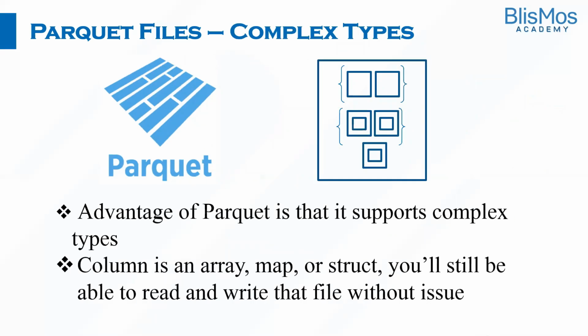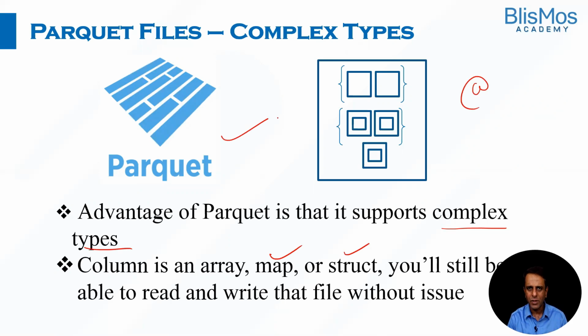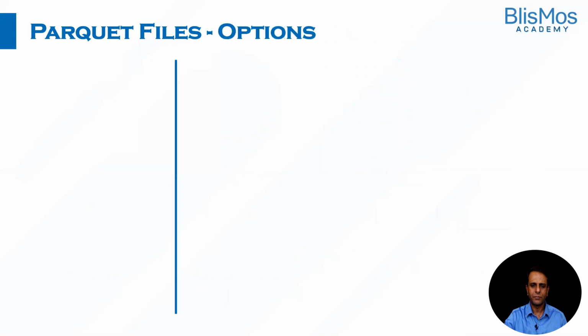One more advantage of the Parquet format is that it supports complex types as well. Complex types may be an array, a map, or a struct. If you look at the example of CSV, when you have multiple values in the same column, you are going to face a lot of issues. But that is not going to happen with the Parquet format. It is easy to read complex types from Parquet.